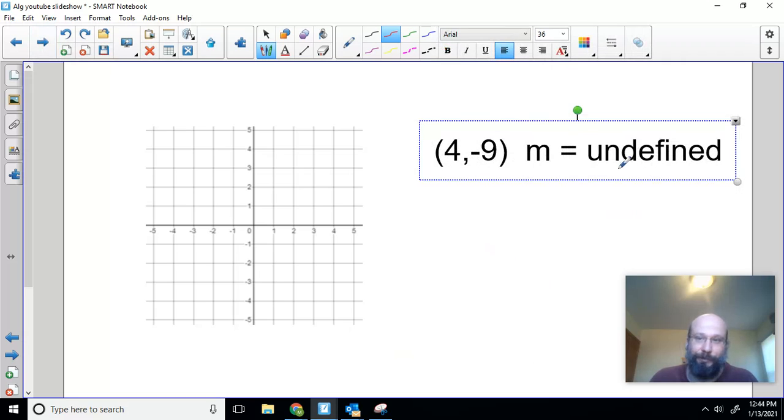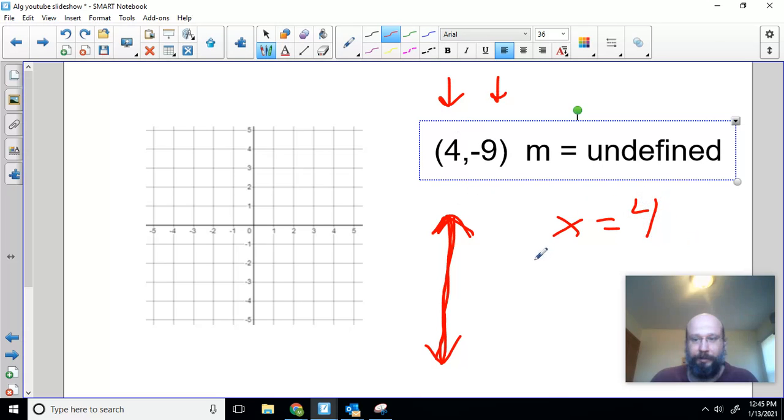The problem is on this one, when it's undefined, there isn't anything you can do except remember that an undefined line is straight up and down. And if it's straight up and down, then that means that it's x equals something, right? If it's vertical, then that means it's x equals something. So you look at your point, and what is the x? The x is 4, so that means your line is x equals 4, because it has to go through the 4.